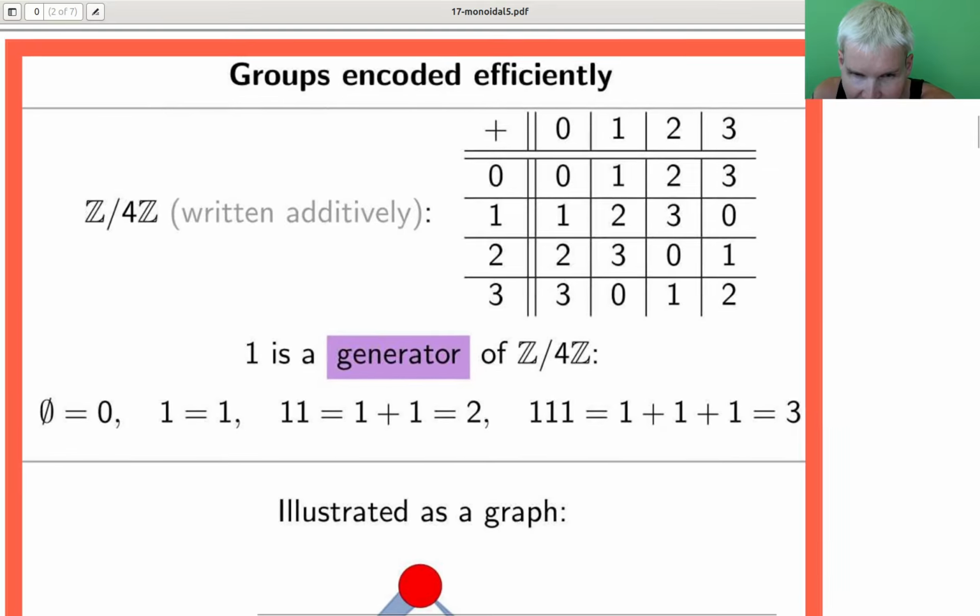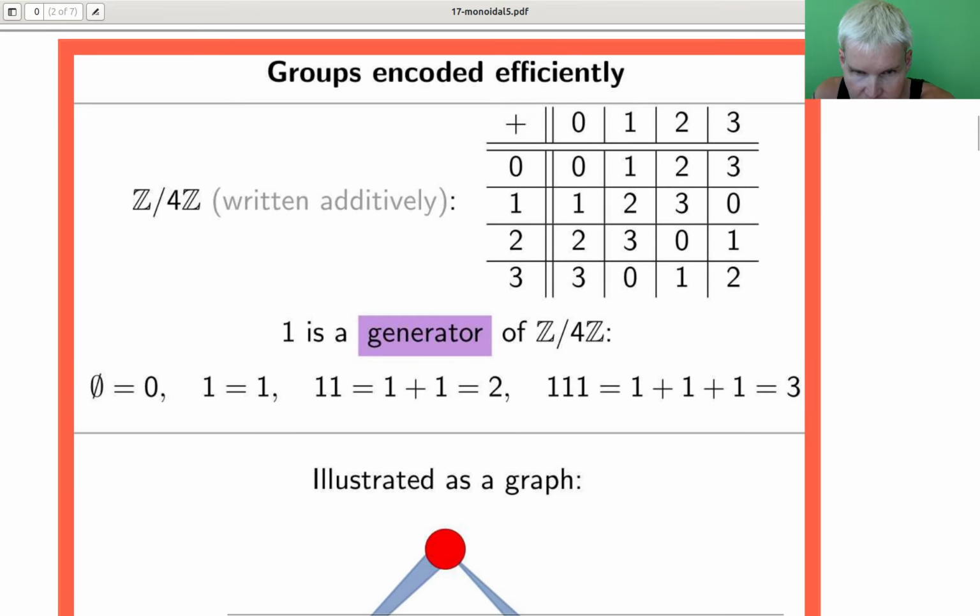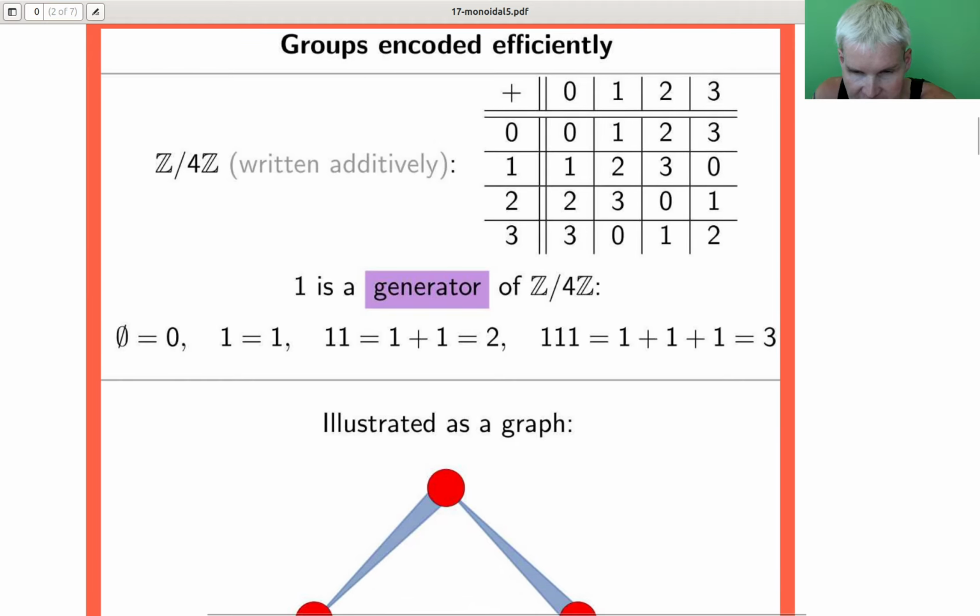And you need quite a bit of information to encode a group of order 4. You would need 4 squared pieces of information just to encode a group of order 4. You could also be much more efficient in some sense. You could just say 1 is a generator, because everything can be constructed using 1. Because 0 is 0 times 1, 1 is 1 times 1, 2 is 2 times 1, really 1 plus 1.